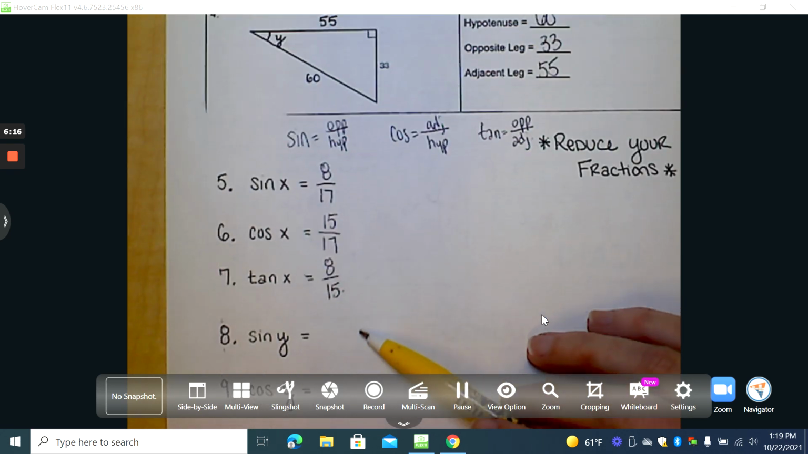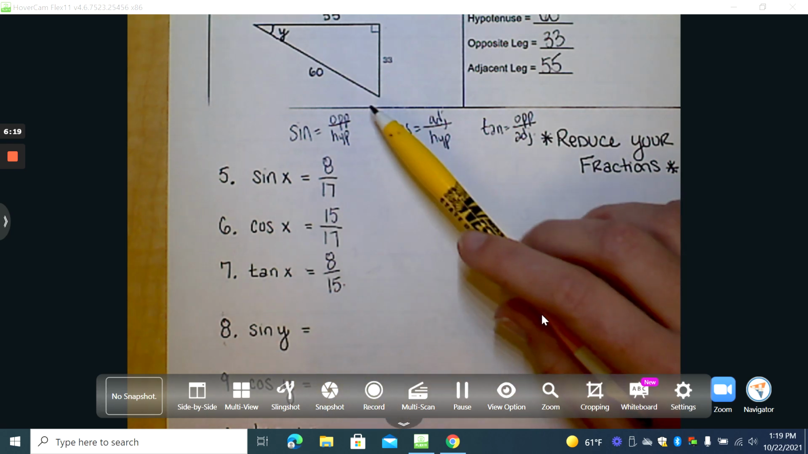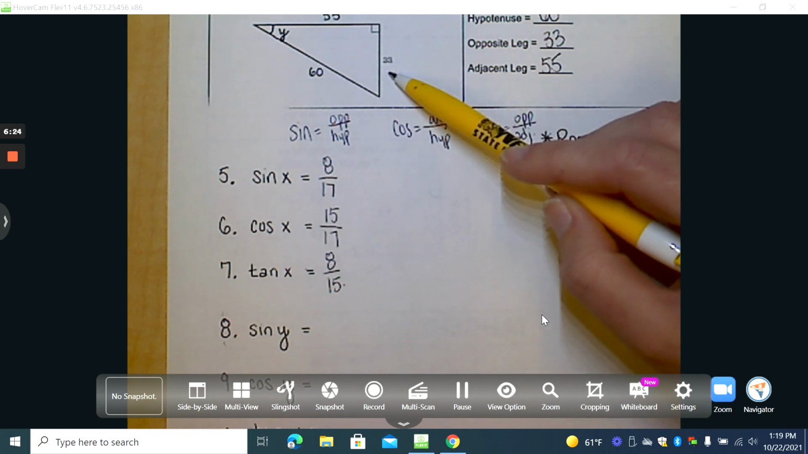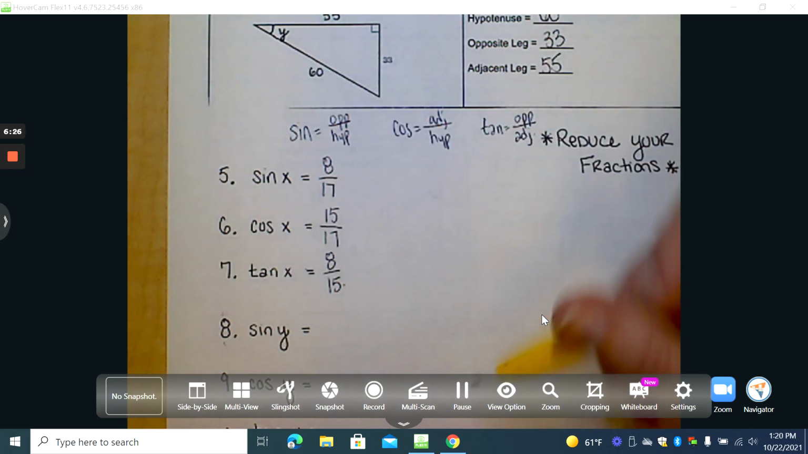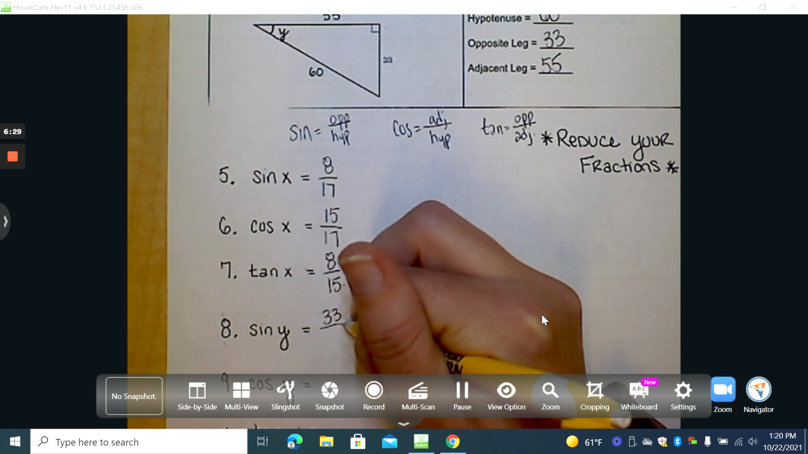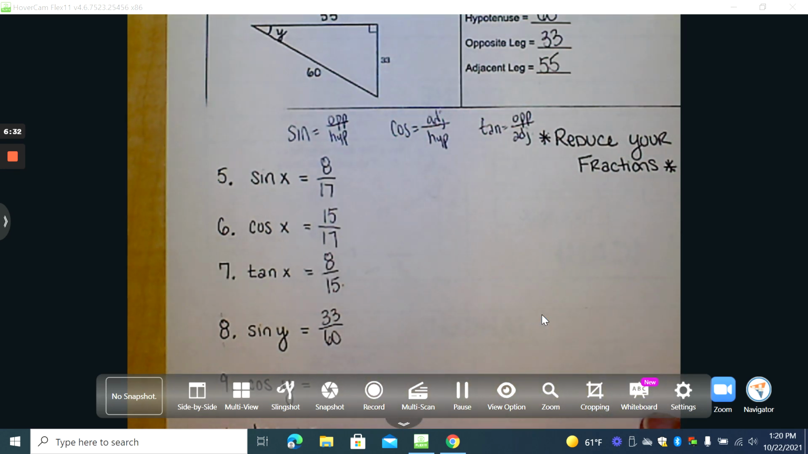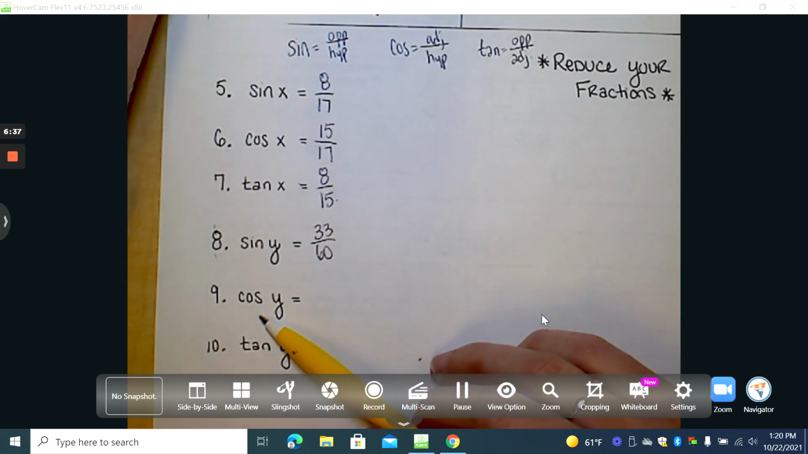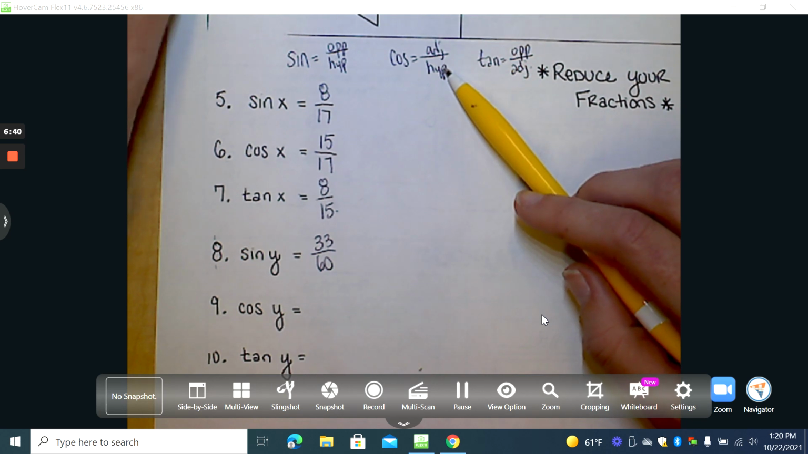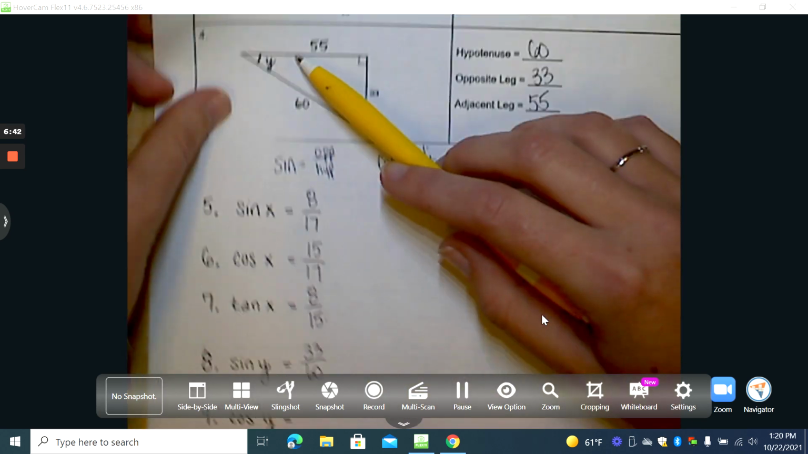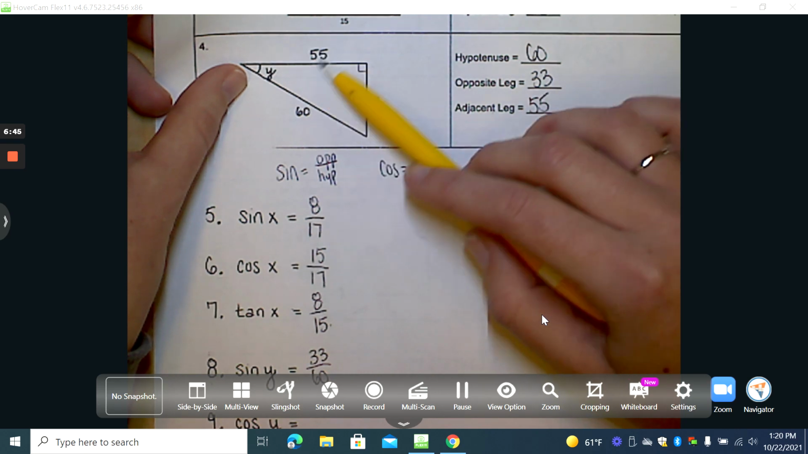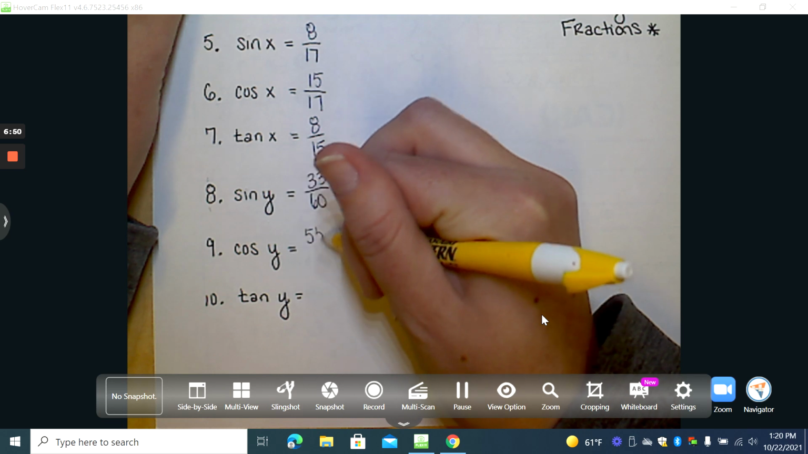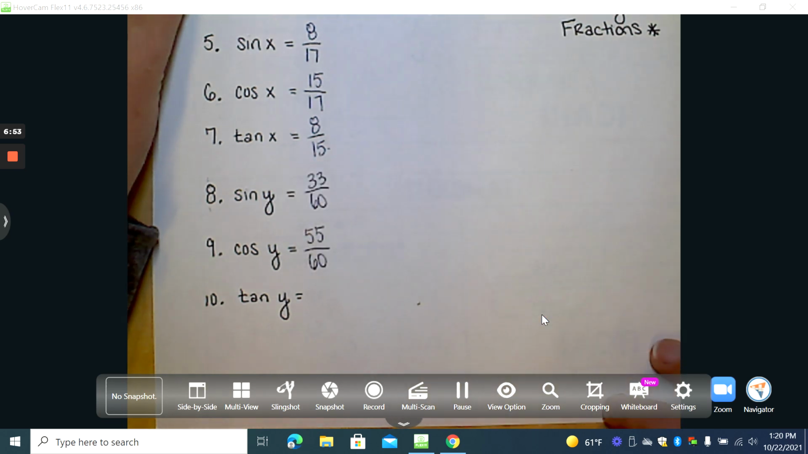Let's do the same idea, but for y. Sine of y. Y is my opposite over my hypotenuse. So if y is here, my opposite is 33, my hypotenuse is 60, my fraction should be 33 over 60. Cosine is my adjacent over my hypotenuse. So cosine of y, here's y. My adjacent leg was 55. My hypotenuse was 60. So my fraction is going to be 55 over 60.